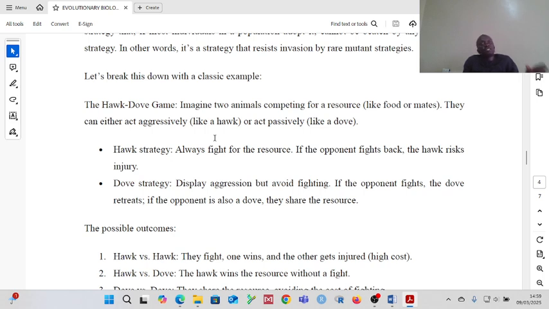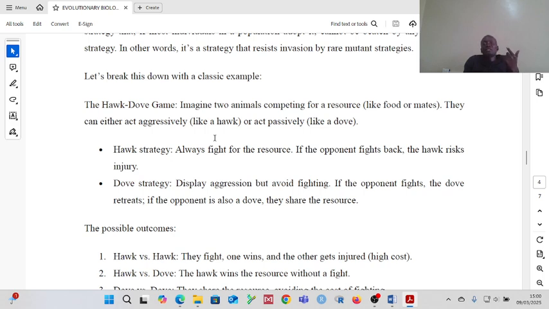Okay? When that bird wants to catch a chicken, it comes and becomes very aggressive. It comes, snatches the chick and goes. Or it can act passively like the dove would do, because a dove is associated with what? Humility. So with the hawk-dove game, there are two strategies.